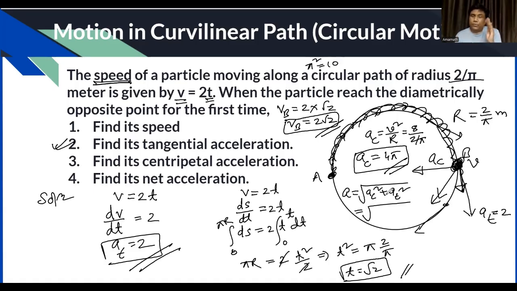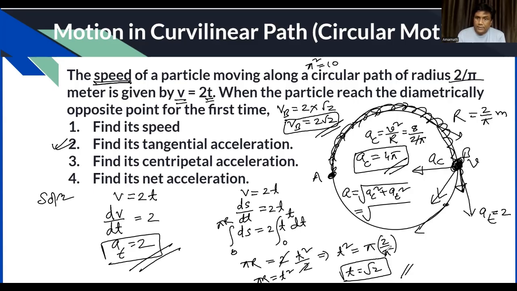Sir, how did you write T square is equal to pi into 2 by pi? T square equal to, because R value is 2 by pi. Here you see it is pi r equal to T square. So it means T square equal to pi into R, which is already given, na, 2 by pi. Okay, sir.